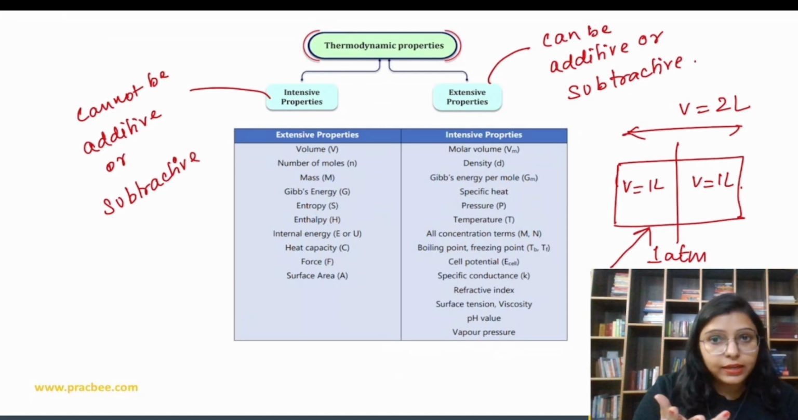Number of moles is additive, subtractive. So number of moles, entropy, enthalpy, these are all extensive functions, right?